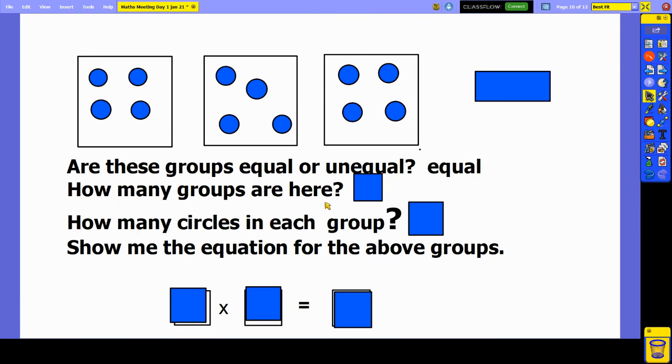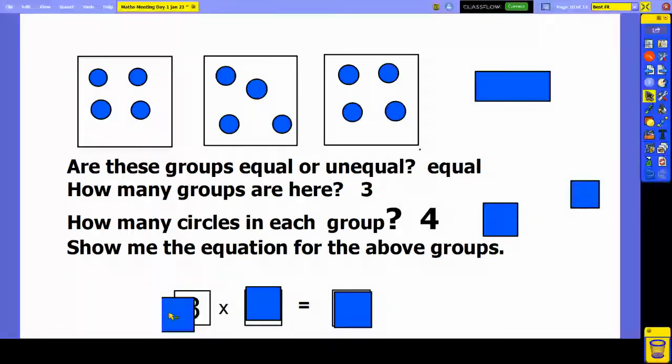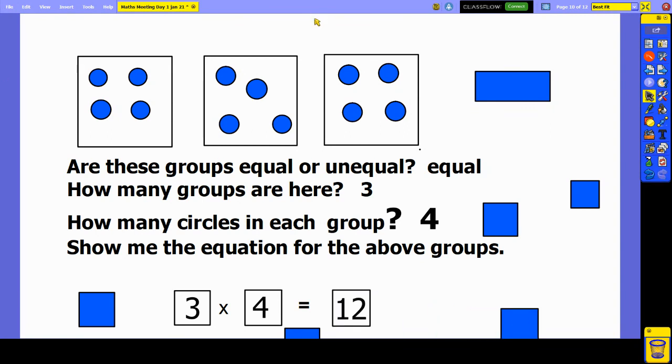Fantastic. How many groups are here? I have 1, 2, 3. I have 3 groups. Fantastic. How many circles in each group? We've already counted that. We have 4. 4 circles in each group. The equation for the above groups should say 3 times or multiply by 4 equals 12.